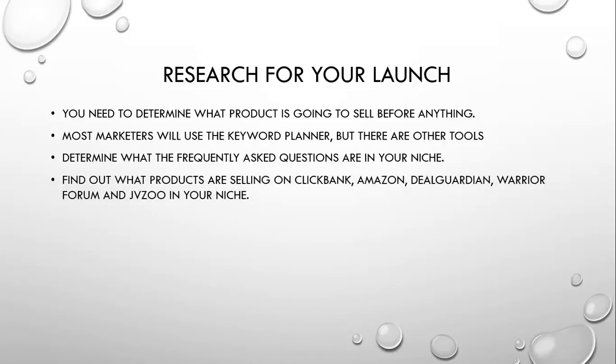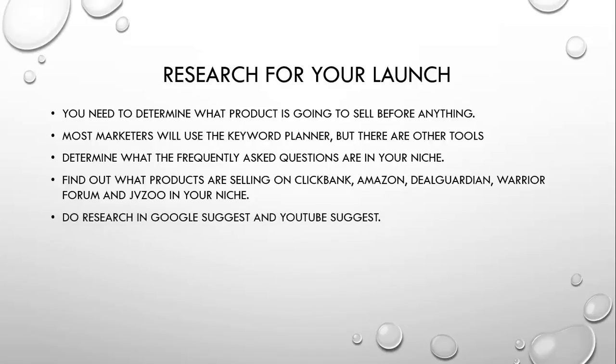One of the first things you want to do is find out what products are selling on ClickBank, on Amazon, on Deal Guardian. To some degree, you want to find out what's in the Warrior Forum and in JVZoo. You want to find out what information products are selling and what the content of them is and their composition or what makes them up.